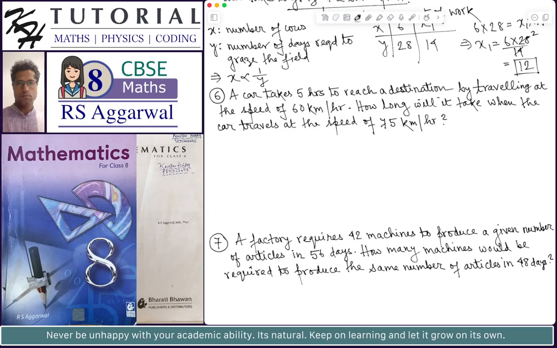The distance is constant. As you can see in this problem, a car takes 5 hours to reach a destination. To reach a destination means the distance is constant, by traveling at the speed of 60 km per hour. How long will it take when the car travels at the speed of 75 km per hour? That is, how long will it take for the car to reach the same destination at the speed of 75 km per hour?